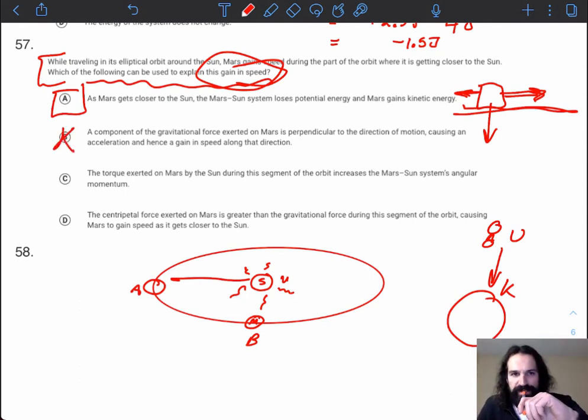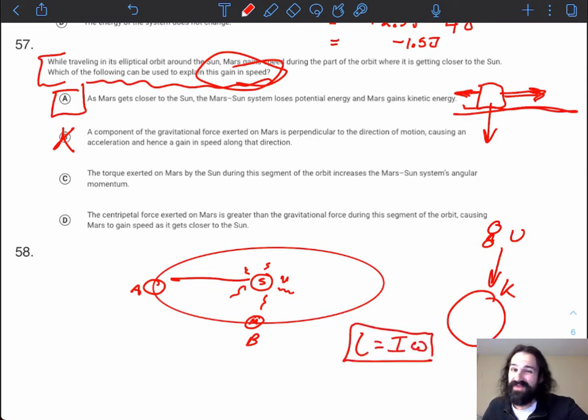C is the torque exerted on Mars. Oh gosh, we haven't done torque yet, but it's also not necessary. During the segment, increases as the Mars-Sun system's angular momentum. And again, we'll get into angular momentum later. If you're looking to get a head start, it's this equation. I'm not touching it. I don't know what it is. I'm just going to skip it and hope that A, which I feel very confident already, is right.